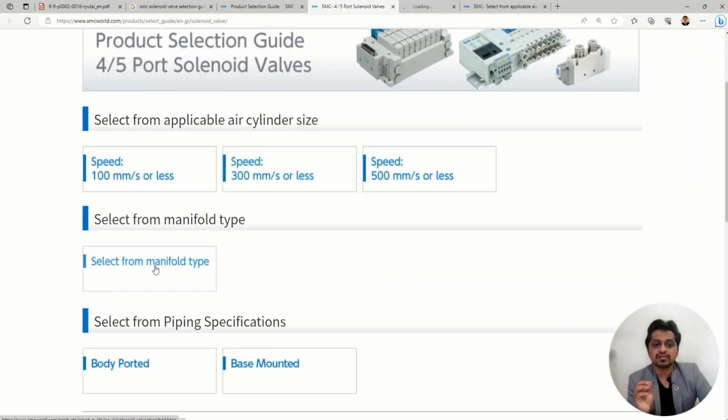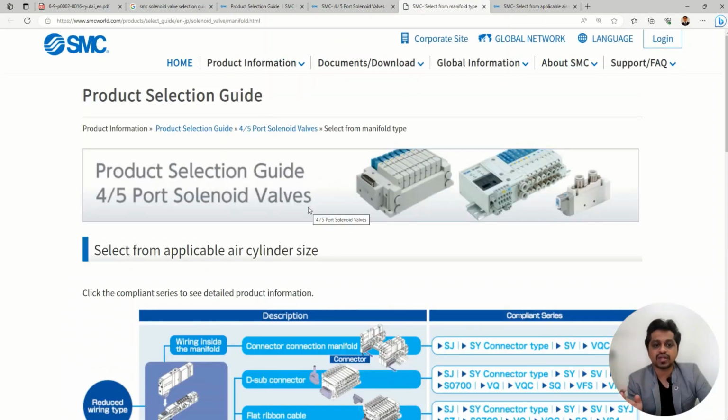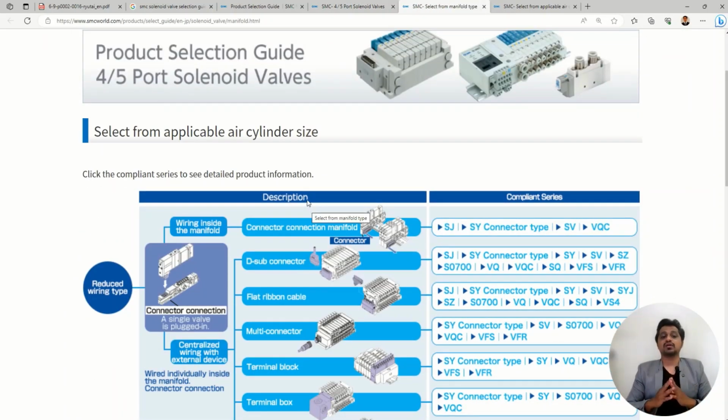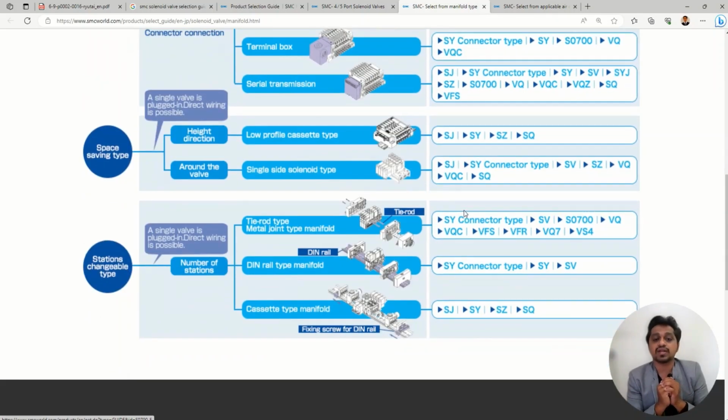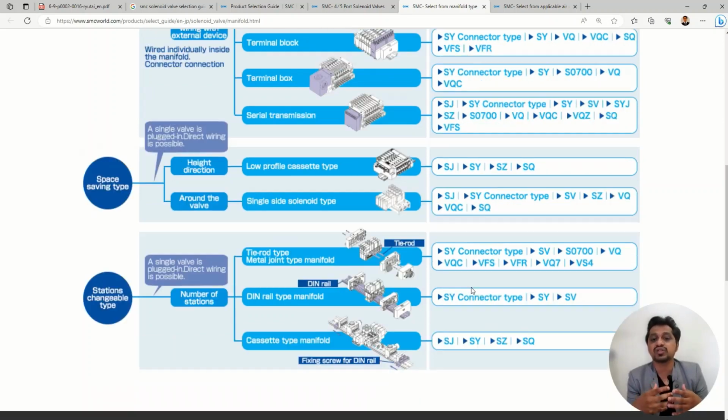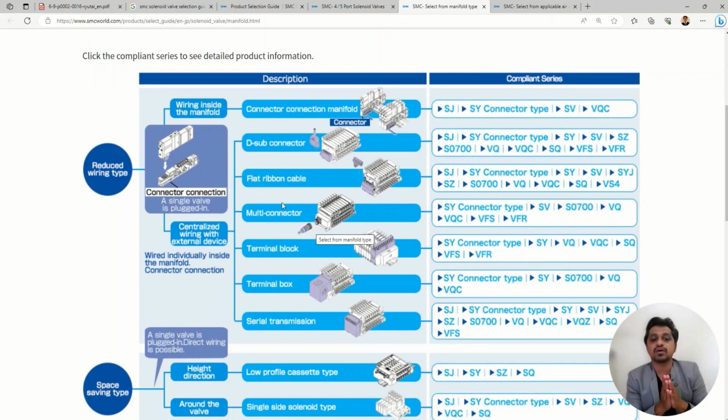If I select the manifold type, it will give you the information about the manifold type, what are the types of manifold and which are the compliant series. Let's say connector, connection manifold, we have D sub connector, the flat ribbon, multi connector. So these are some of the electrical related parameters. Sometimes the customer specifically mentions these things, so at that time we should know which type of series we should go for. So at that time this is very helpful, right? So this is from the manifold type, right?